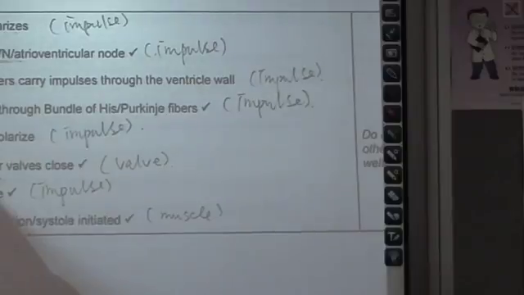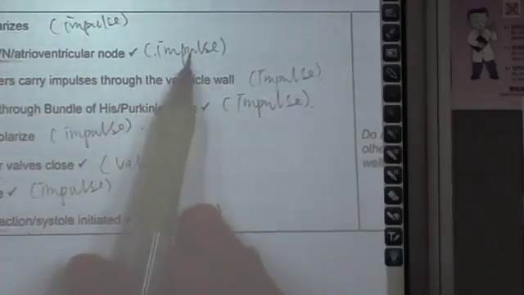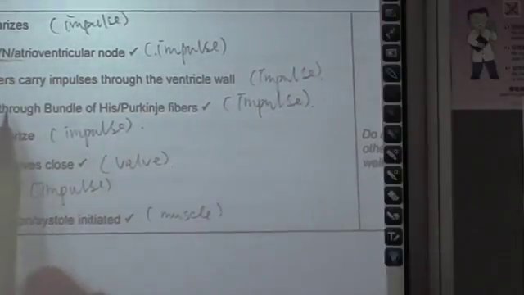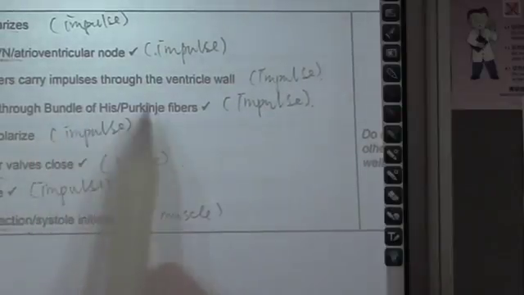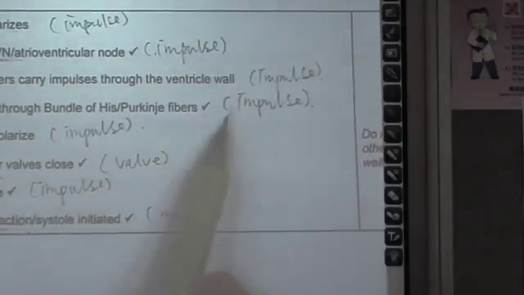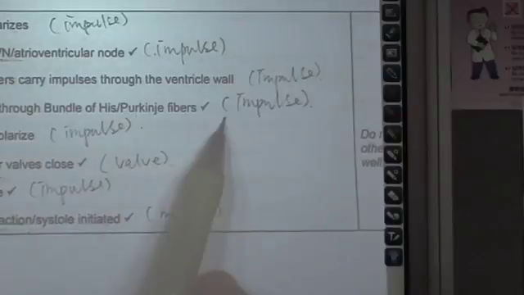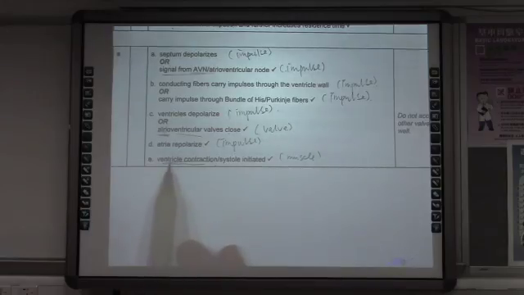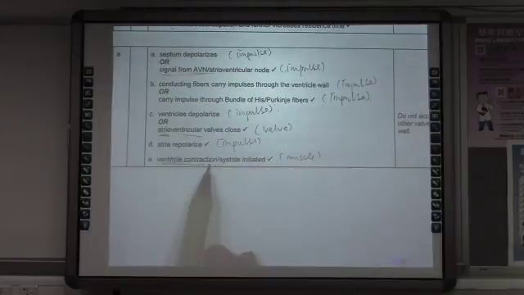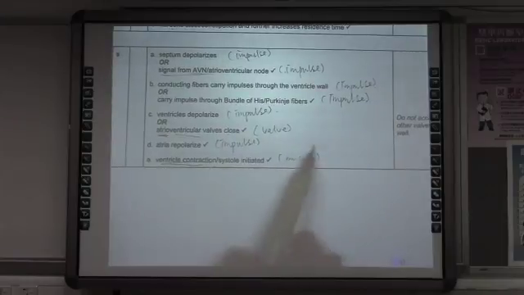So the AV node receives a signal, which refers to the impulse. The impulse carries through the bundle of His and then the Purkinje fibers, so these two also refer to the impulse. We jump to the ventricles contract, because the ventricle wall receives the impulse. That's why the ventricle muscles contract to pump the blood up to different parts of the body. So it refers to the muscle.